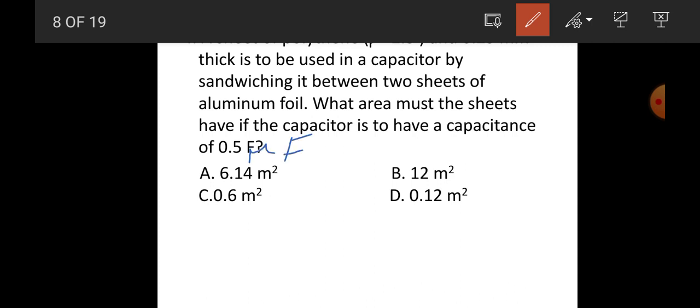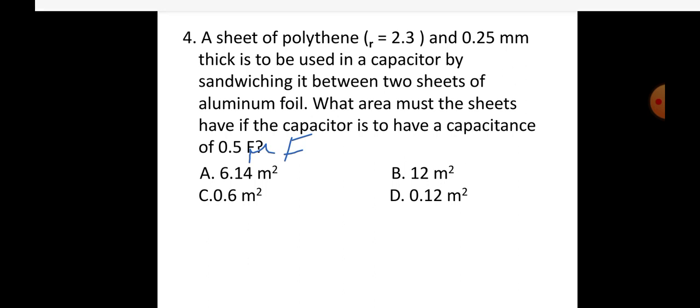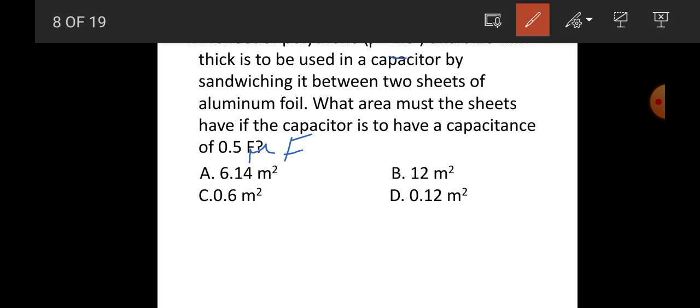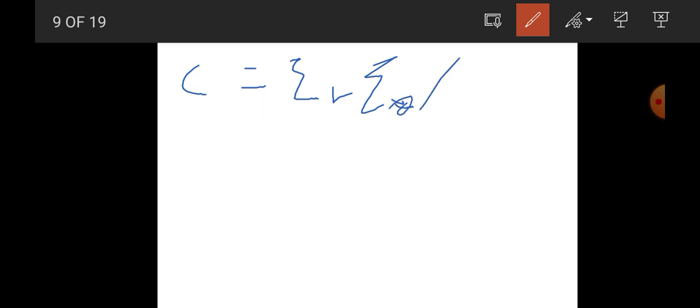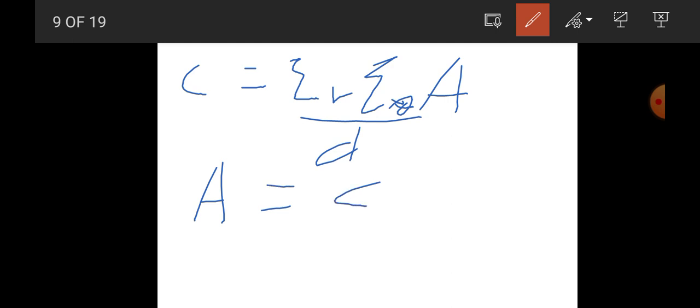So what do we want to find? The area of the plate. What is given? The relative permittivity and the separation are given, and the capacitance of the capacitor is given. So capacitance is equal to relative permittivity times permittivity of free space times area over D. Solving for area, area is equal to capacitance times distance over relative permittivity times permittivity of free space.